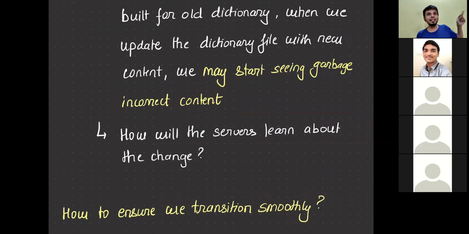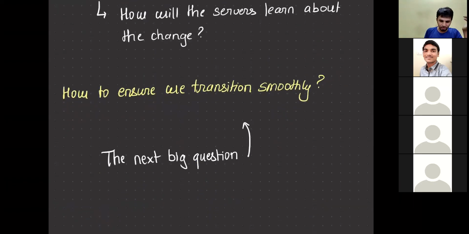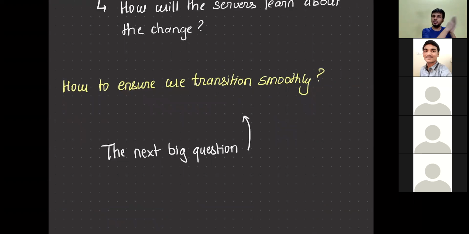Because now servers have to be notified that the dictionary got changed, the index file is updated, so go ahead and load the new index file from the memory. Correct. This is the new problem that would come in. We would have to tell our servers to go ahead and load it. So how do we ensure that this transition happens smoothly? Any approaches that you guys have in mind? How can we ensure the transition?